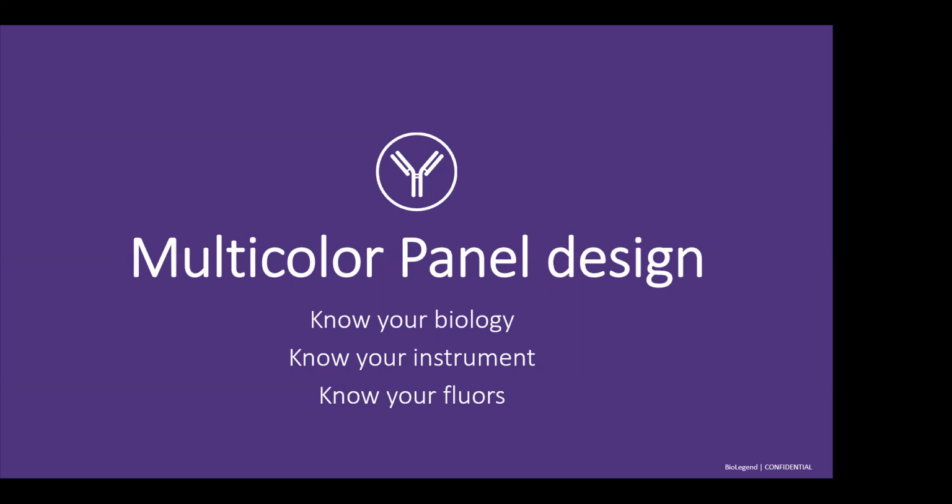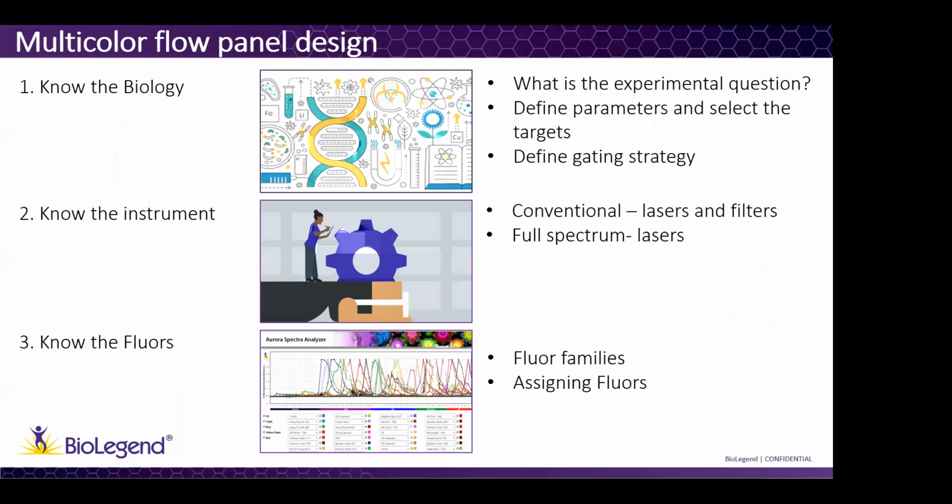So this said, first we're gonna discuss about multicolor panel design. So things that you need to consider are the biology of your experiment, the instrument you're gonna use, and then which kind of fluors you will have. So firstly, about the biology. So when you start a new experiment, you of course need to know what is the experimental question that you wanna address, and then how you can answer to this question. So you need to define your parameters and then select the targets that you're gonna use to answer your questions. And then after that, you can define your gating strategy, which is really important when you are doing flow experiments.